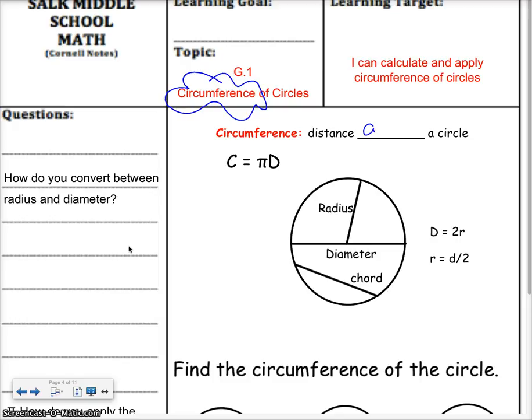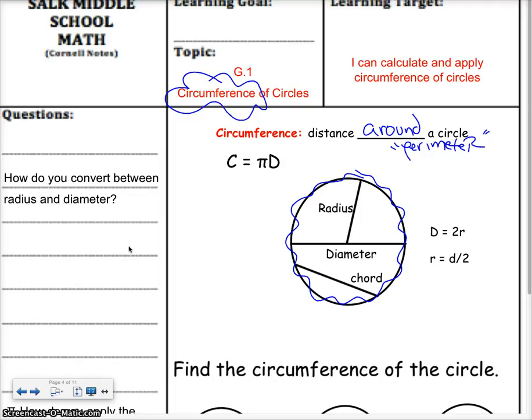Circumference is the distance around a circle. We dealt with that in our last unit when we had scale factors. It is a synonym to perimeter, but circles are so special that they get their own word for perimeter, called circumference. So circumference is around a circle, not inside. Circumference is around a circle.